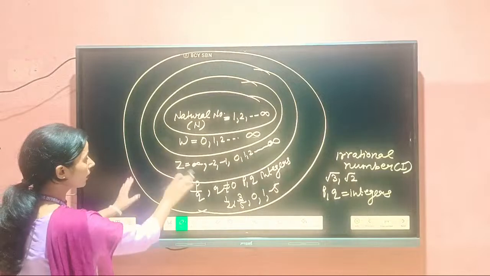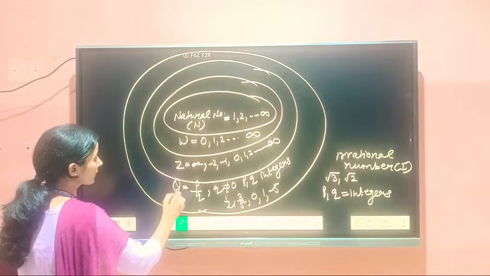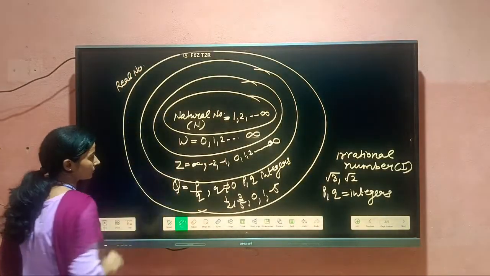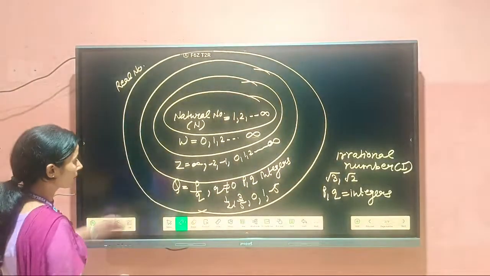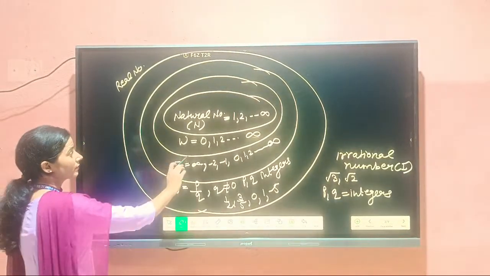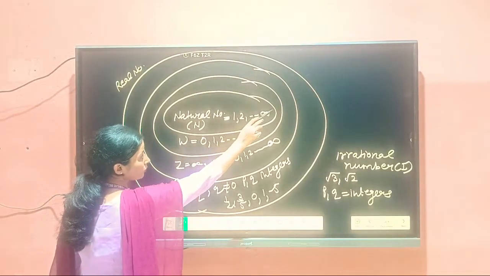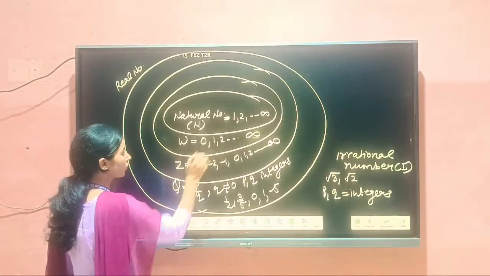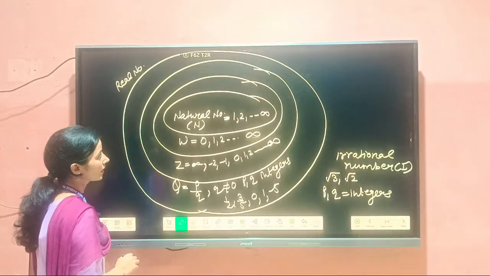Okay. All these numbers, natural numbers, whole numbers, integers, and rational numbers, are in the real number system. Irrational numbers are also included in the real number system, but we will see one pattern there, that's why I have written it separately. See, natural numbers start from 1 and go to infinity, and whole numbers are 0, 1, 2 up to infinity. We can see all natural numbers are whole numbers.